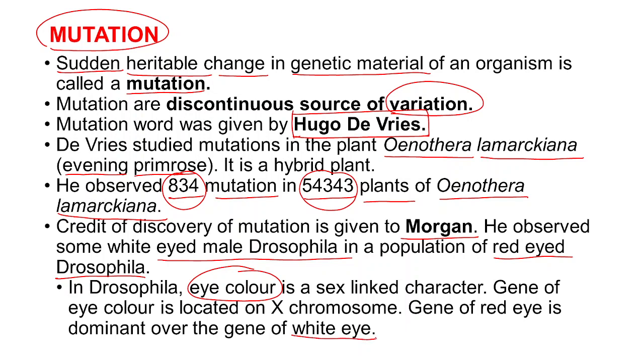See here, in Drosophila, eye color is a sex-linked character. On which particular chromosome is it present? On the sex chromosome, that is X. The gene for eye coloration in Drosophila is located on the X chromosome. Clear? And it has two variants or two alleles, the red eye and white eye, where the red eye is dominant over the white eye.